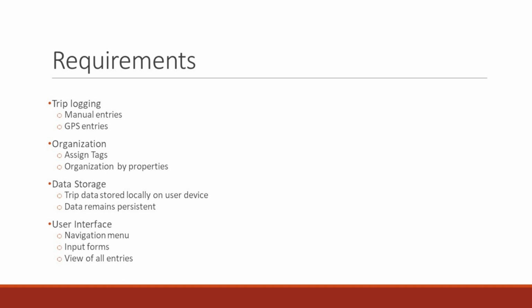The next category was data storage. First requirement was the trip data is stored locally into a CSV file on the user's device. The next requirement was the data should remain persistent after the user closes the application. And the last functional requirement was the application should read from the CSV file and rebuild the entry list once the user loads the application back up.